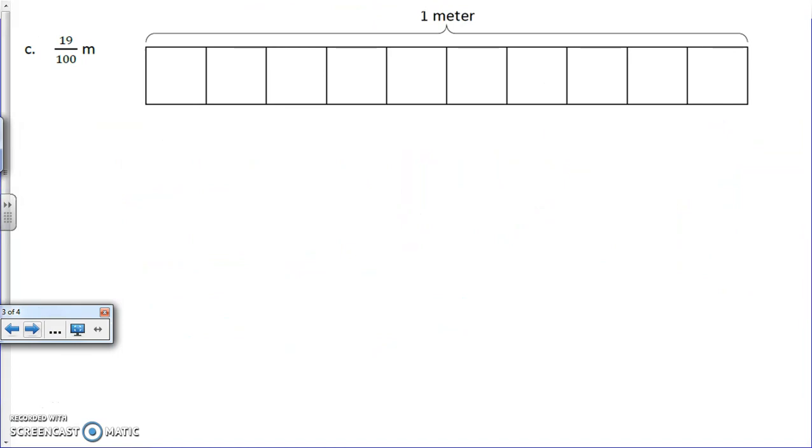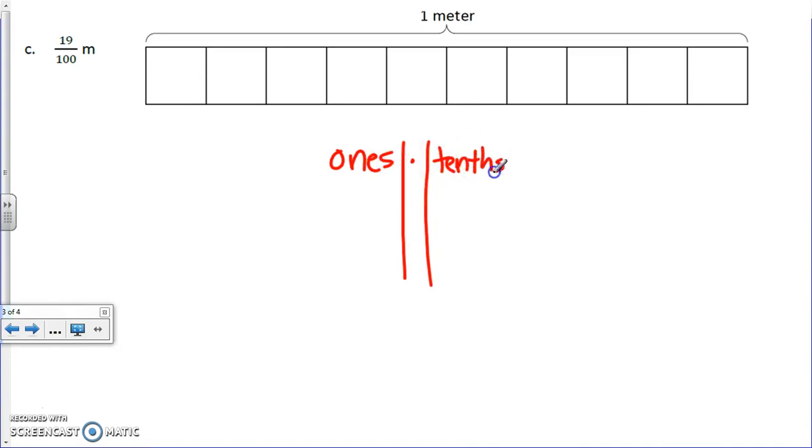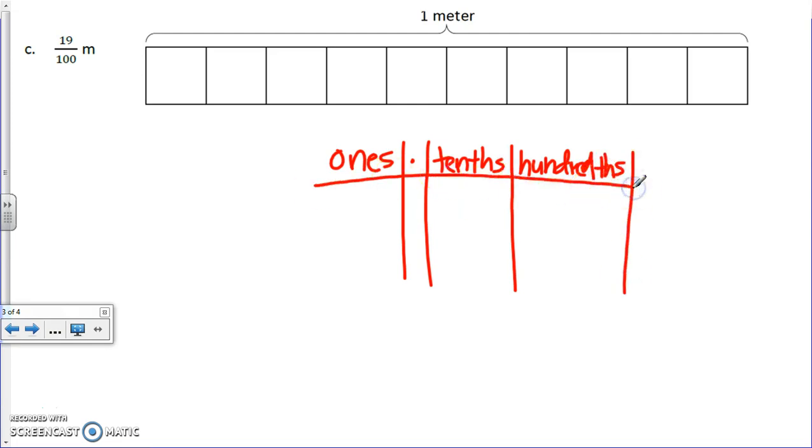For the next one, we have 19 hundredths. So what we're going to do first this time, to try to save ourselves some work, is we're going to go ahead and actually do the place value chart first. So very quickly, ones, tenths, and our hundredths. So, the number we're talking about is 19 hundredths of a meter.